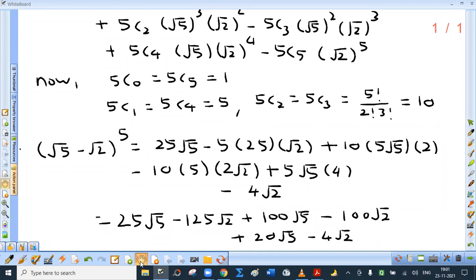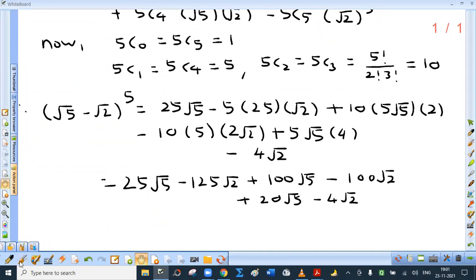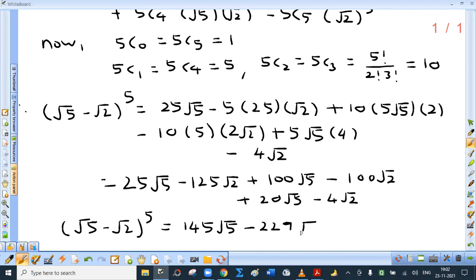Okay, now tell me what is the final answer. So it is root 5 minus root 2 raised to 5. I think this is collect terms in root 5. So 25 plus 100 plus 20. So 145 root 5. Please check this. Then terms in root 2 with negative sign, of course. 125 plus 100 plus 4. Minus 229 root 2. So this is the expansion.